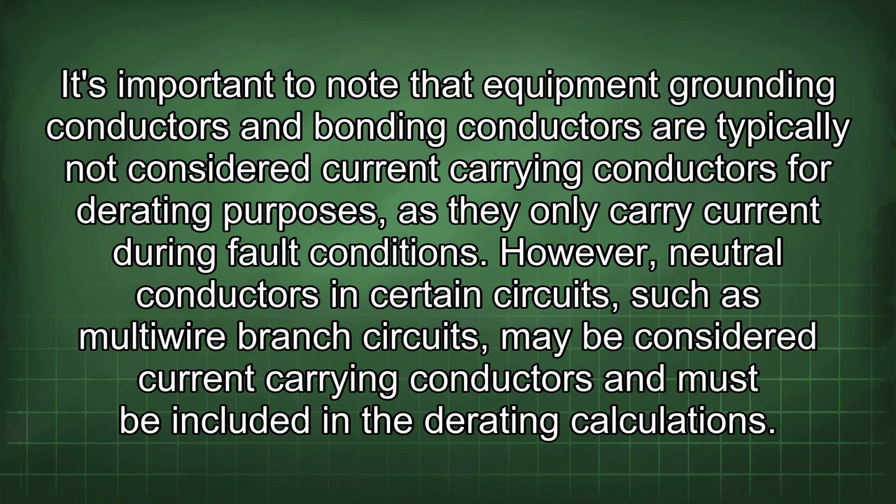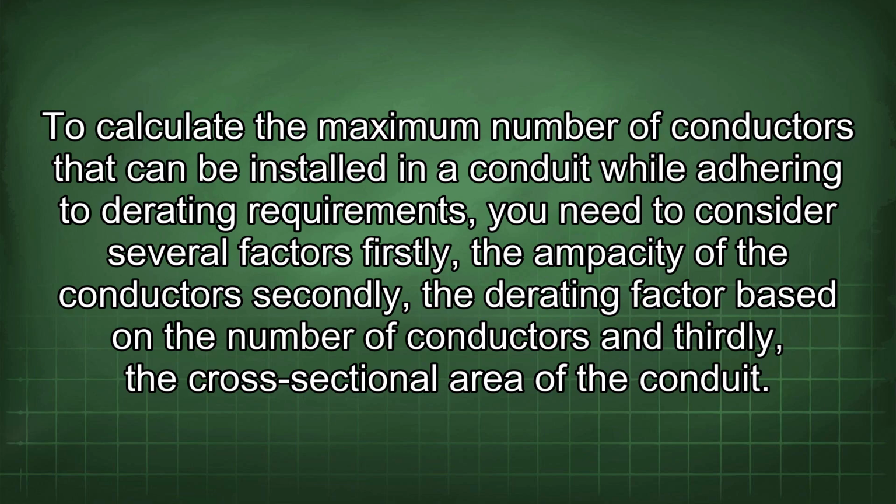It's important to note that equipment grounding conductors and bonding conductors are typically not considered current-carrying conductors for derating purposes, as they only carry current during fault conditions. However, neutral conductors in certain circuits, such as multi-wire branch circuits, may be considered current-carrying conductors and must be included in the derating calculations.